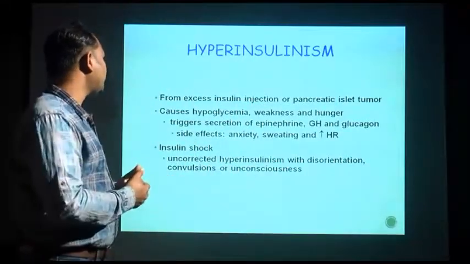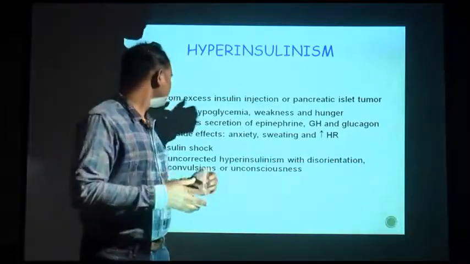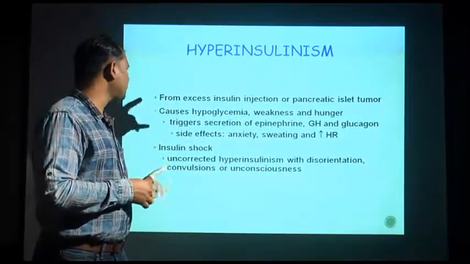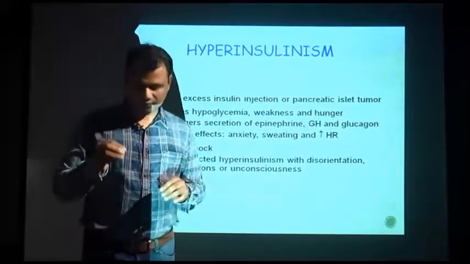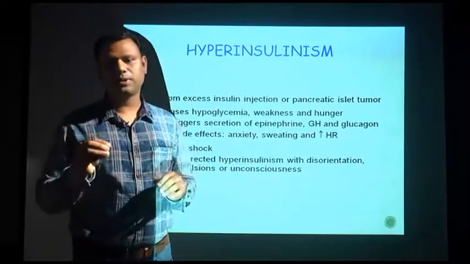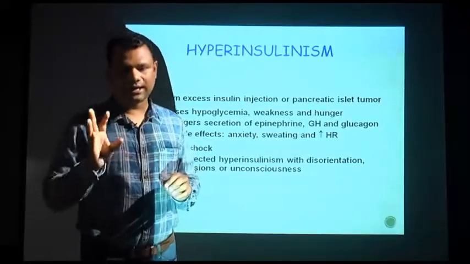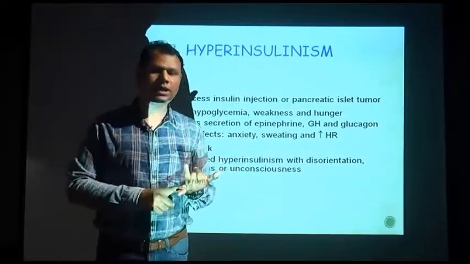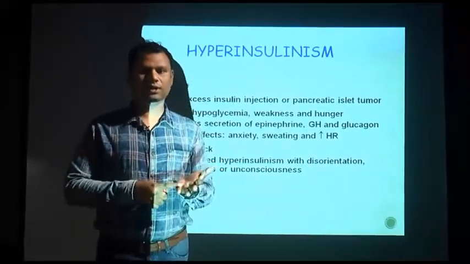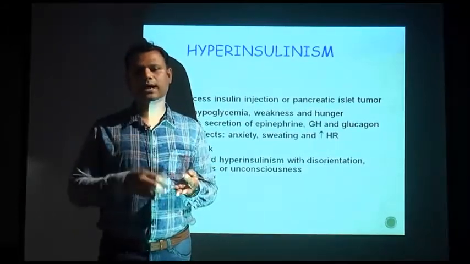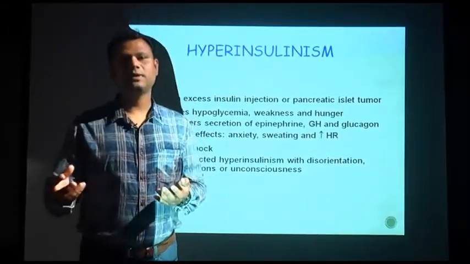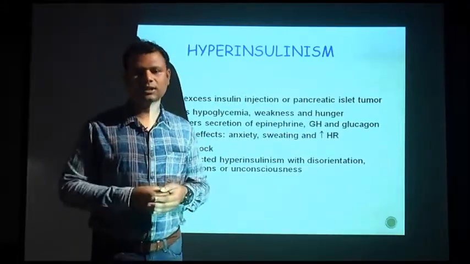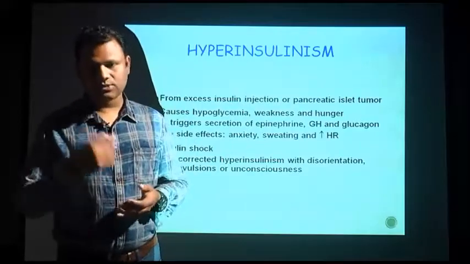That is uncorrected hyperinsulinism with disorientation, convulsion and unconsciousness. So if you give a high level of insulin hormone injection to a person, it can lead to insulin shock. That can happen naturally or artificially. Naturally, if there is a tumor in the islets, or artificially if somebody takes insulin in a larger amount, in the form of injection, or it can happen with high-dose insulin tablets.